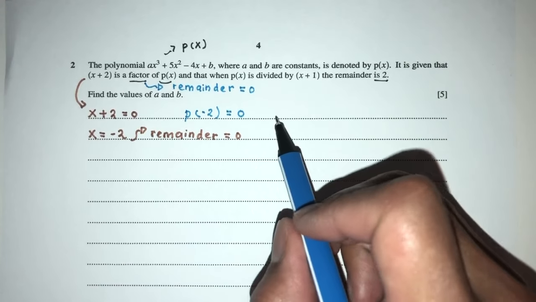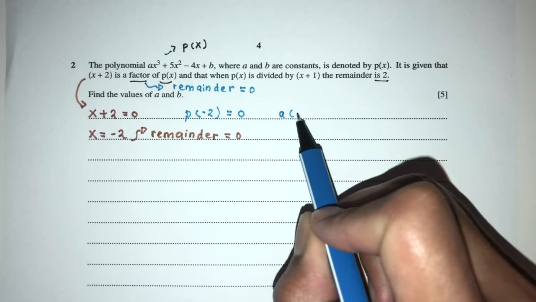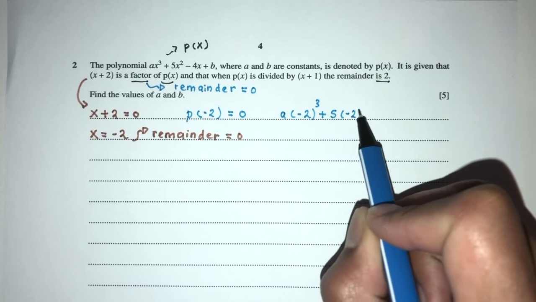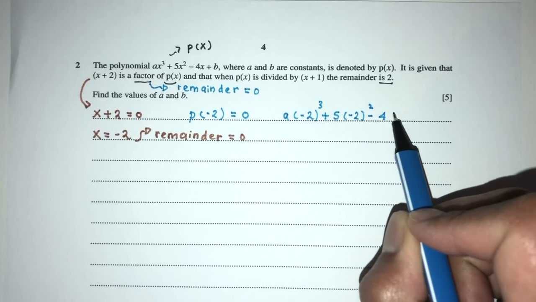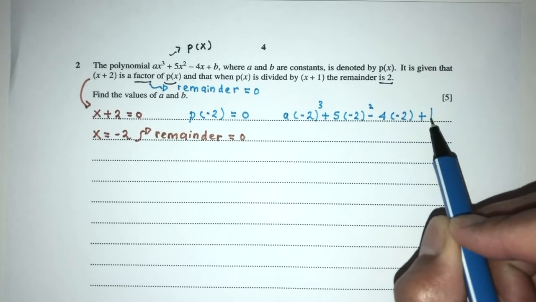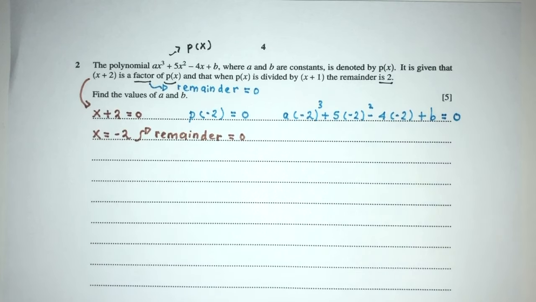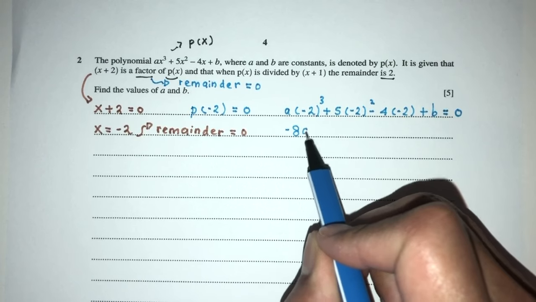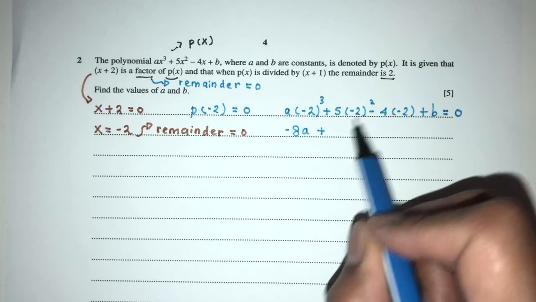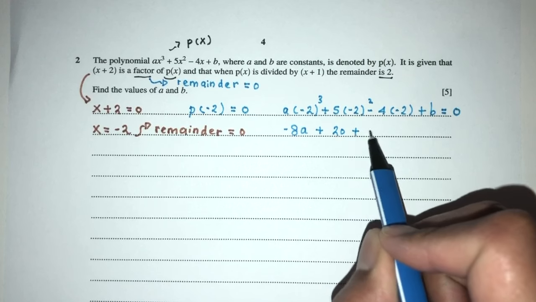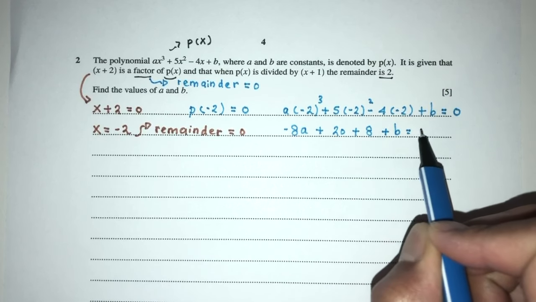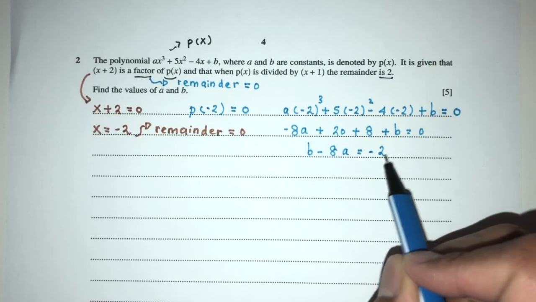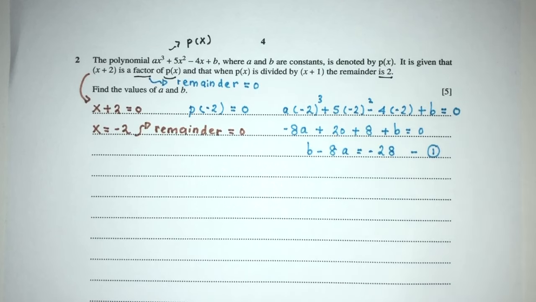So here we have minus 2 power 3 plus 5 times minus 2 power 2 minus 4 times minus 2 plus b, and this is going to give you 0 according to the question. Now simplify, that will be minus 8a plus 20 plus 8 plus b. So b minus 8a will be minus 28. This is my equation number 1.